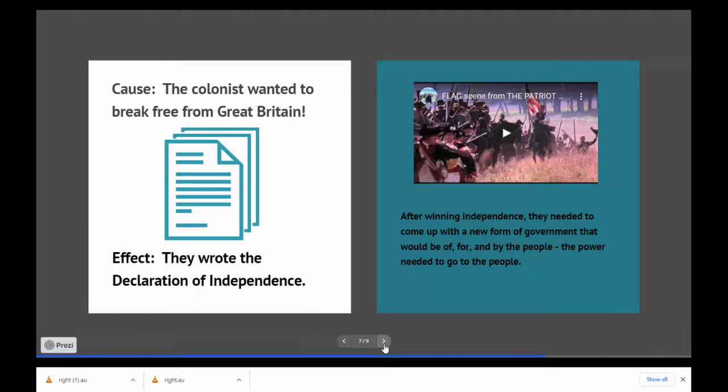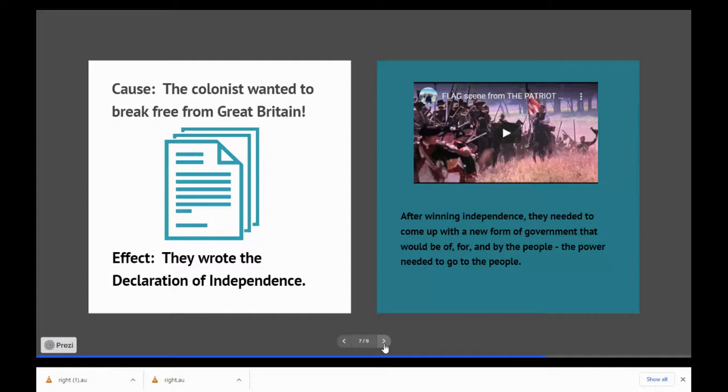So when they were deciding, we call them our founding fathers because they started our country. When they were trying to decide what to do, right? Because they had traveled across the ocean, or maybe their families had, and they were living in one of the 13 colonies, and they were really unhappy with the treatment from Great Britain, and they didn't know what to do. They wanted to break free from Great Britain. So what did they do? That was the cause. They wanted to break free from Great Britain. The effect? They wrote something called the Declaration of Independence.